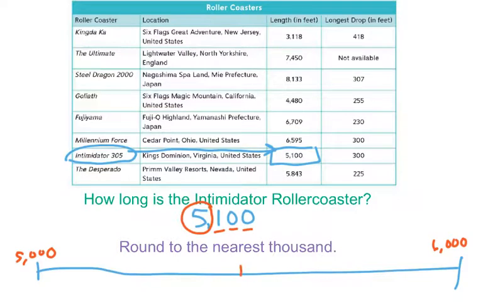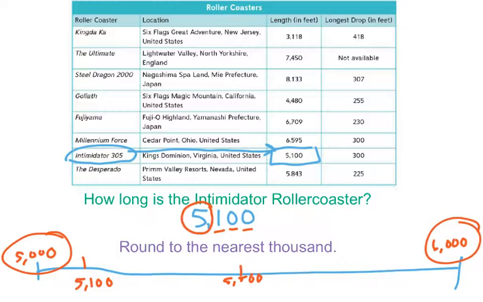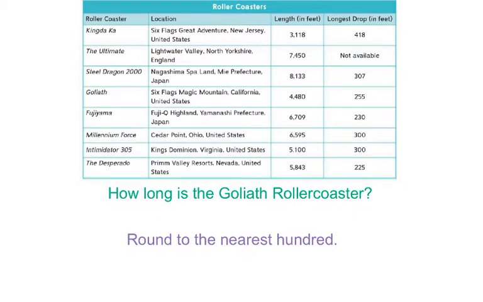Now we know about halfway. Go ahead, you can put this is 5,500. So is 5,100 closer to 5,000 or 6,000? Go ahead and put it on your number line. Maybe about here. So is it closer to 5,000 or 6,000? It's closer to the lower number. So rounded to the nearest 1,000, the Intimidator 305 is closest to 5,000.